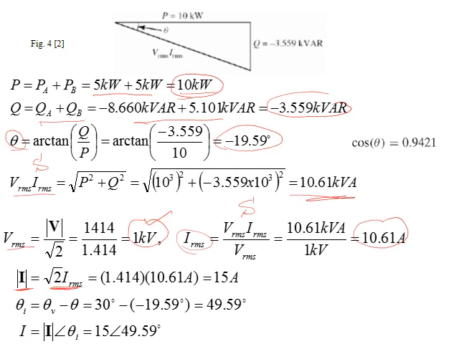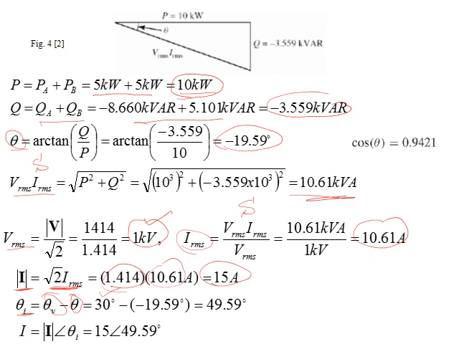I want to represent it at the end in time domain. So the RMS current times square root 2 gives me the maximum current. What about theta I, the angle of the current? It is theta v minus the total theta. Theta v, I have it in the question given, and theta I already calculated.